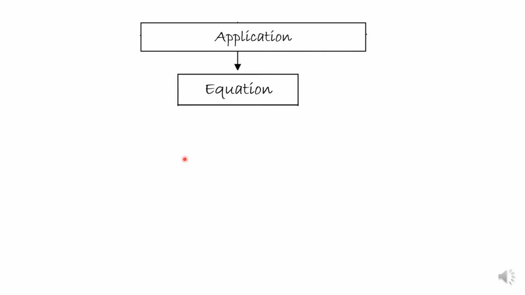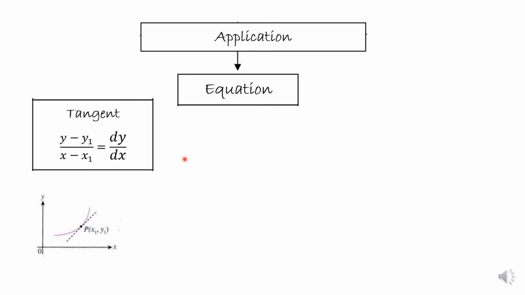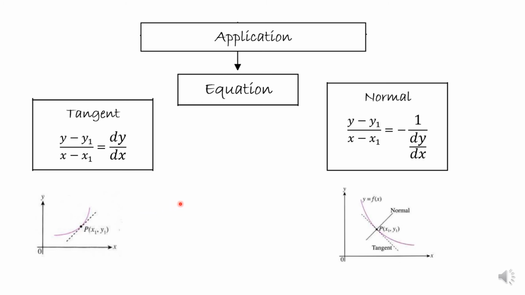Determining the equation of tangent to a curve: y minus y1 over x minus x1 equals dy/dx. Determining the equation of the normal to a curve: y minus y1 over x minus x1 equals negative 1 over dy/dx.